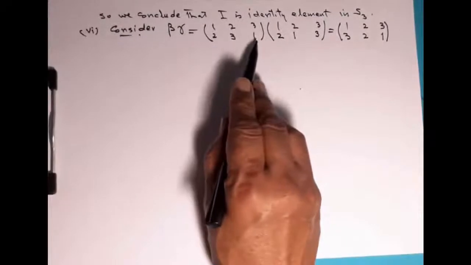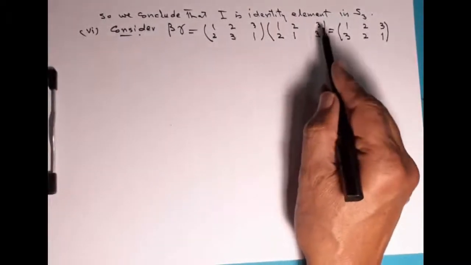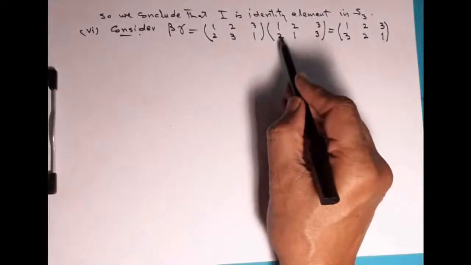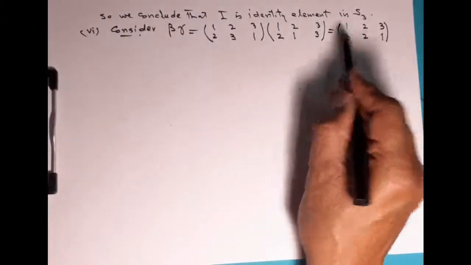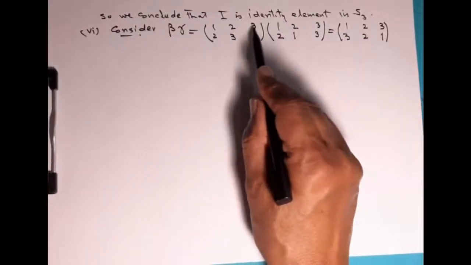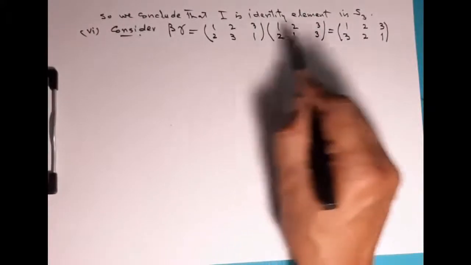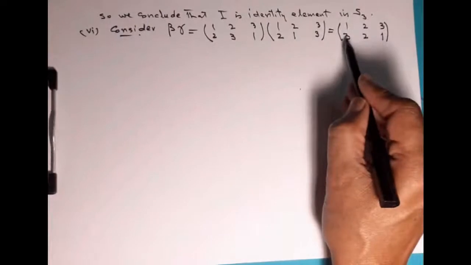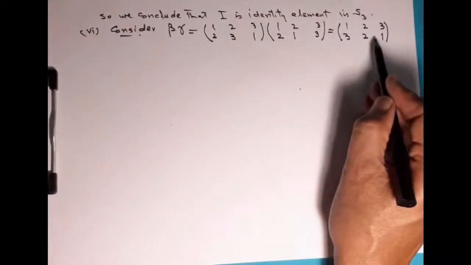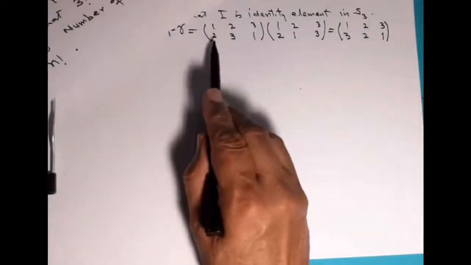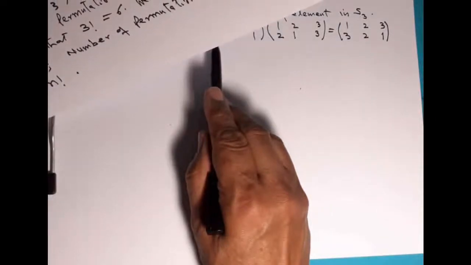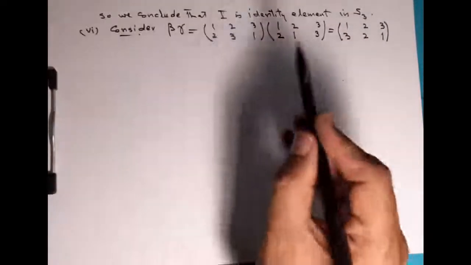Beta is 2, 3, 1, composed with 2, 1, 3. 1 goes to 2, 2 goes to 3, so 1 goes to 3. 2 goes to 1, 1 goes to 2, so 2 goes to 2. 3 goes to 3, 3 goes to 1, so 3 goes to 1. So this is 3, 2, 1, and this permutation is, let me correct that. In fact, what we are composing is beta, 2, 3, 1. In fact, this is mu. Let me correct it.